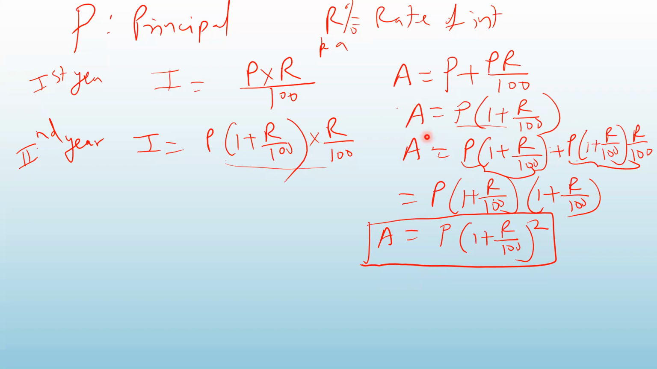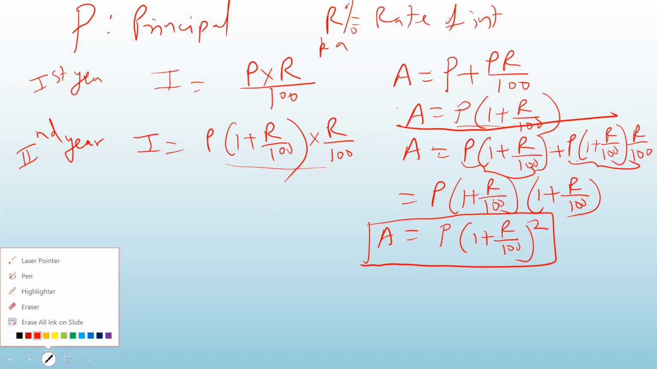Let us see and calculate the interest of the second year. As you know, in compound interest, interest is always calculated on the amount of the previous year. So interest is calculated on this amount, R percent of P into 1 plus R upon 100. So what will be the amount after the second year? This is the amount after the first year. The amount after the second year will be the amount of the first year, I mean this P into 1 plus R upon 100, to which you will add the interest: plus P into 1 plus R upon 100 into R upon 100.